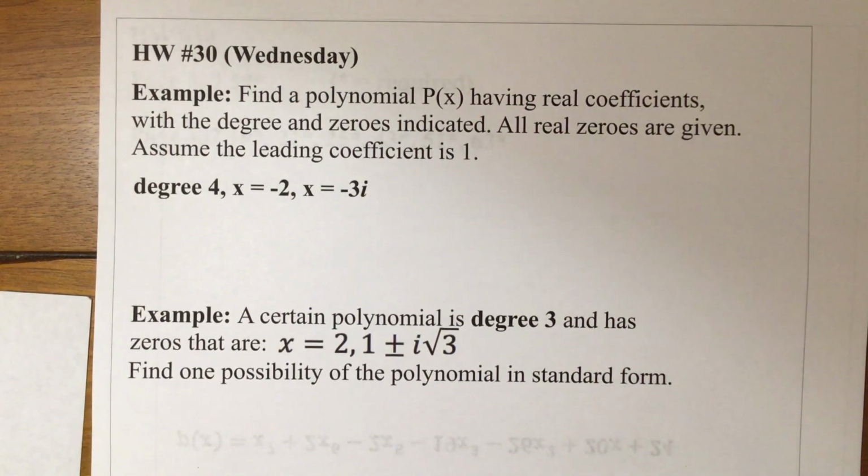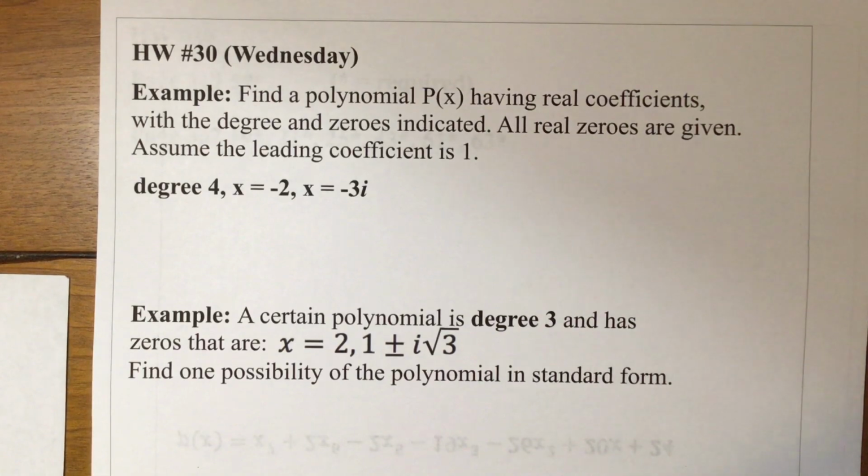All right, here is our Wednesday lesson. We're going to be creating polynomials from our known zeros. And just notice our example here. It says find a polynomial having real coefficients with the degree and zeros indicated. That means that the degree they've given, the zeros they've given, those are the only zeros. You're not making up other ones.